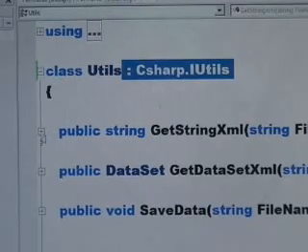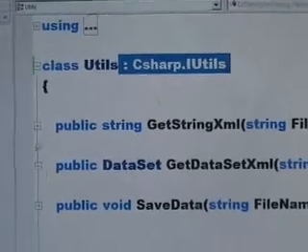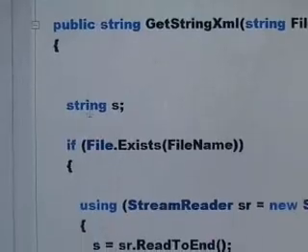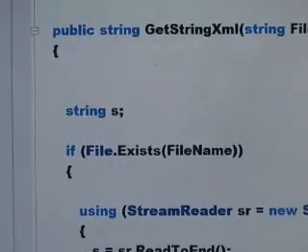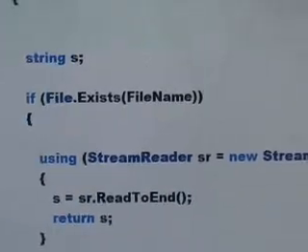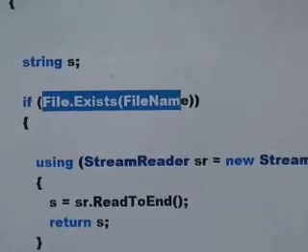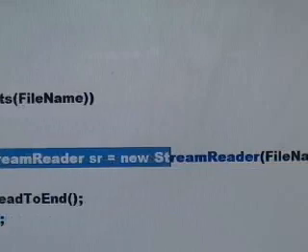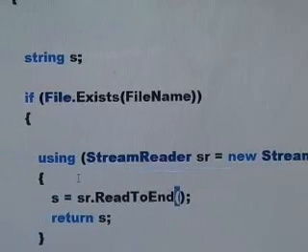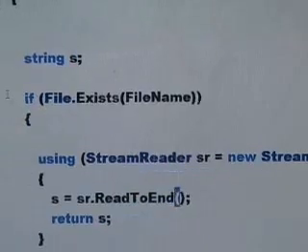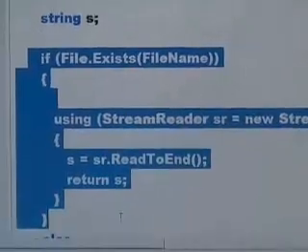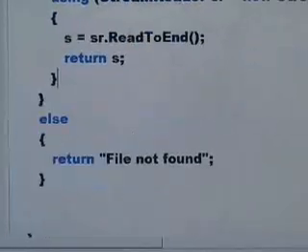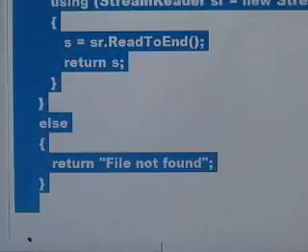And let's go into our first function. So let's go into the getStringXML. What this basically does is you pass in the file name, it checks if the file exists, and it uses a stream reader to basically pass in that file and read that file to end. Some of the things we can do if, for example, we want to comment this code out, and actually I'll show you the else real quick. It just returns not found.